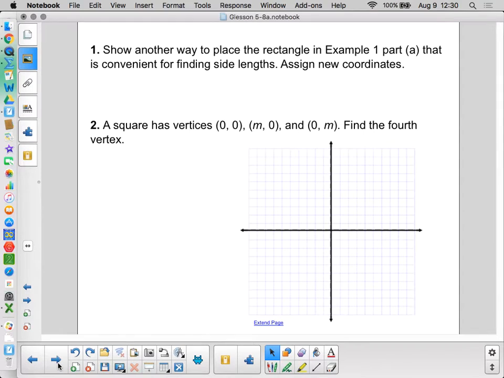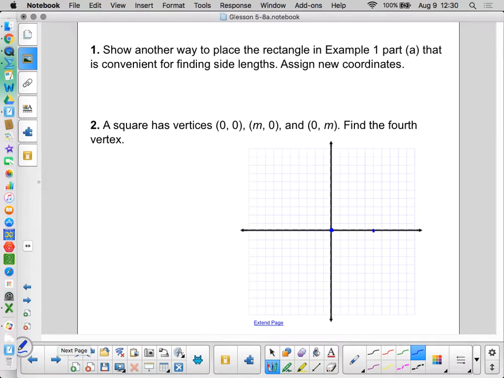If a square has vertices 0, 0, 0, m, and m, 0, find the fourth vertex. You're saying, well, wait a minute, what's m? I don't know what m is. M is a variable. We know it's hopefully some positive number. I know I have a vertex at 0, 0.